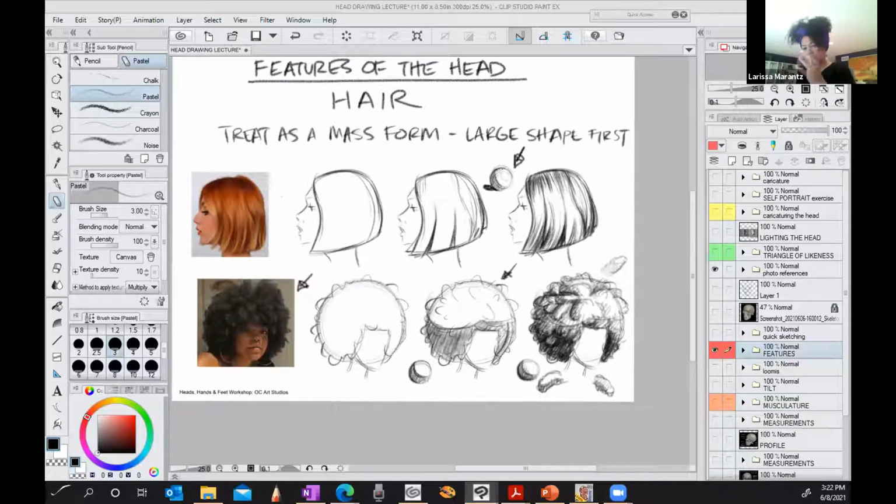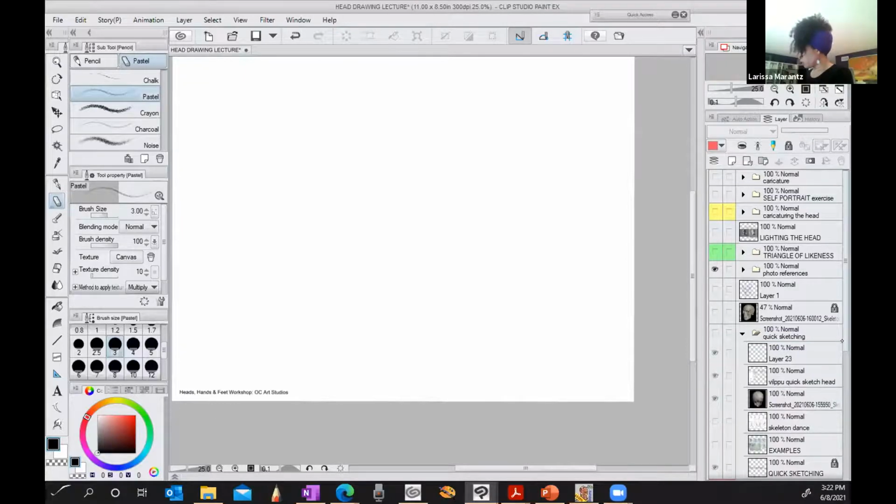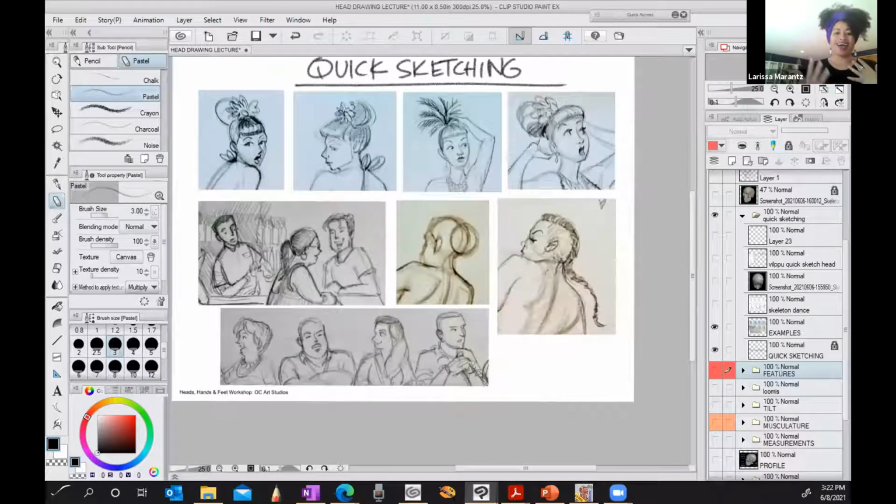Okay, so that's basically a simplified, real quick, basic way to do a realistic or basic drawing of the head. So we're going to get into a little bit more about quick sketching here. Okay, quick sketching. As a figure drawing instructor for over a decade, you have to be able to understand how to draw the head really quickly when you're doing gestures that are like 5 minutes long.